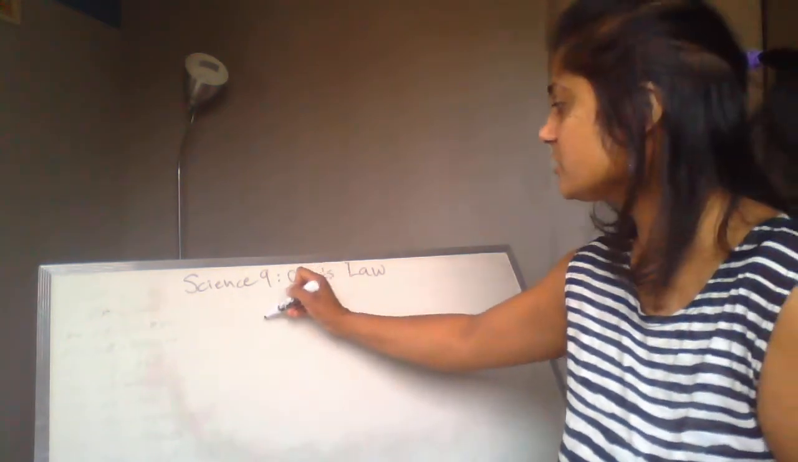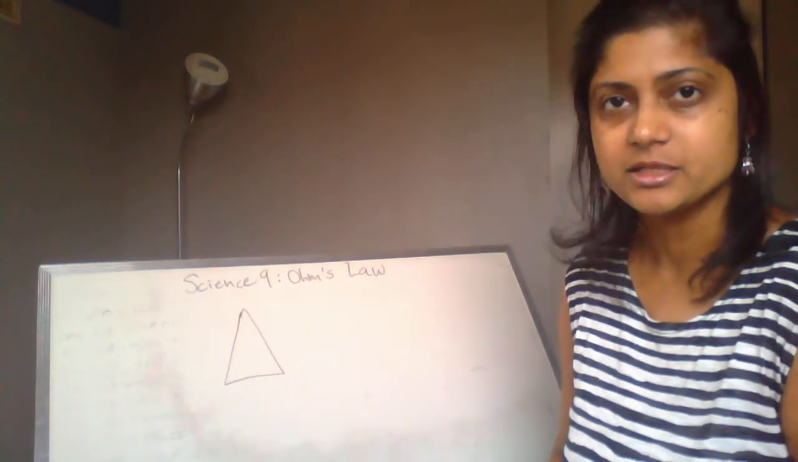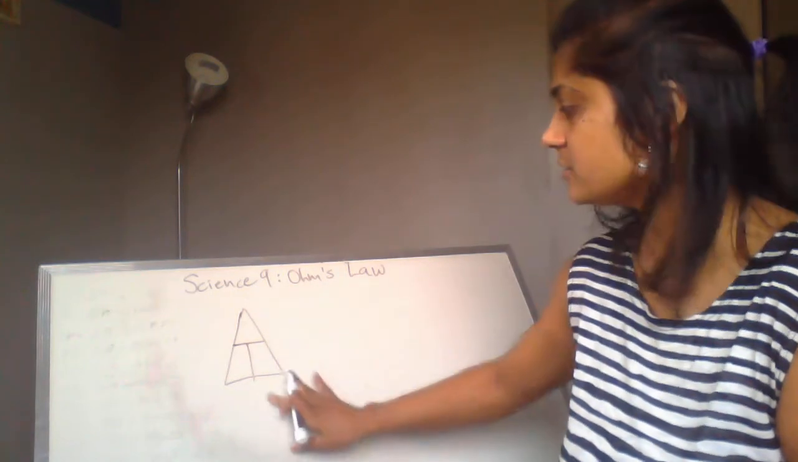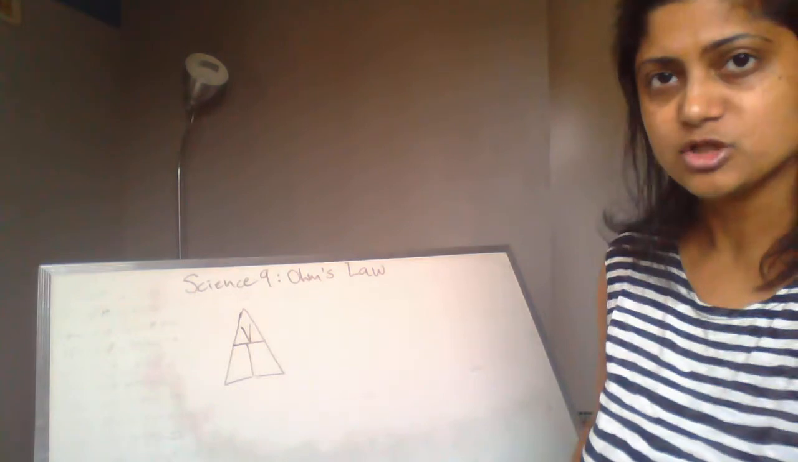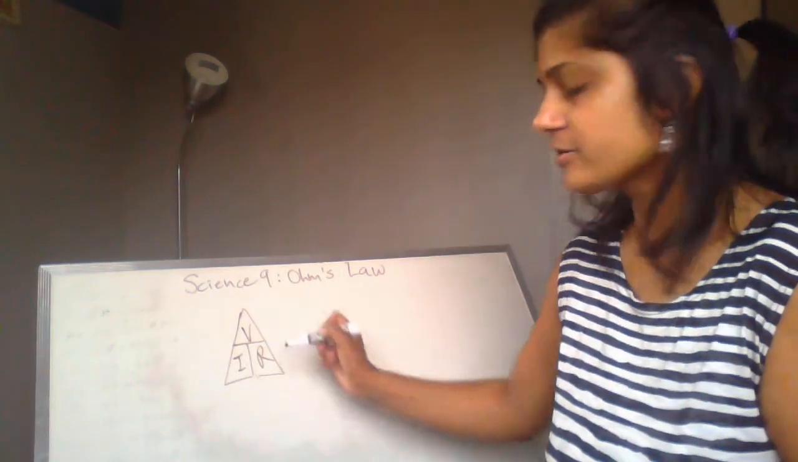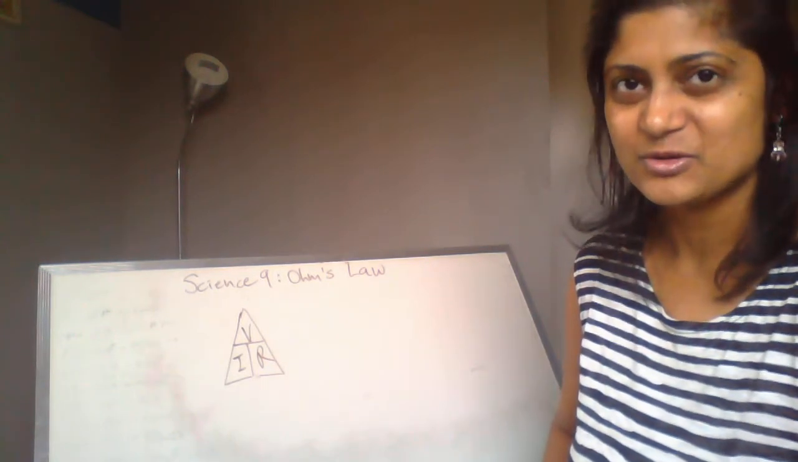So I'm going to draw the triangle right here. Okay, and then we're going to define each of these variables as well. On the top of the triangle, you are going to put V. V stands for the voltage within this circuit. I stands for the current in the circuit, and R is basically the resistance, okay?